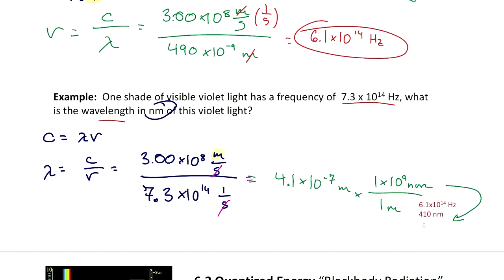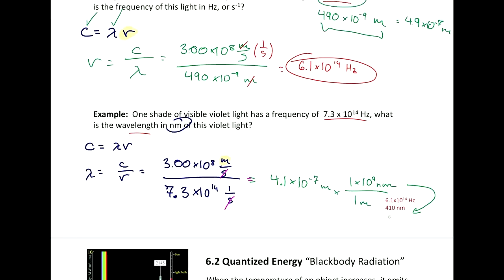And again, it's nicer to look at the number 410 nanometers. That's a nice number to look at versus 4.1 times 10 to the negative 7. That's not a nice number to look at. So this is why we typically report visible light in terms of nanometers. Red light is like 600 to 800 nanometers. Purple light is about 400 nanometers. Green light is like 615 nanometers.